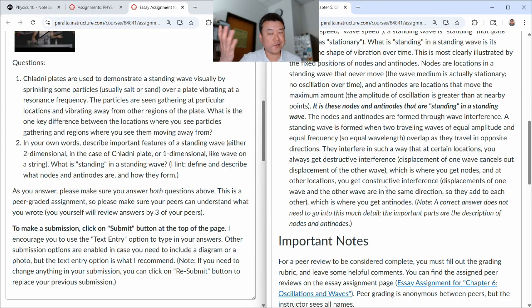And here's a grading note. A correct answer does not need to go into this much detail. The important parts are the description of nodes and antinodes.